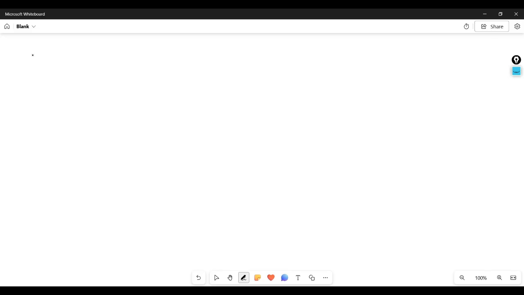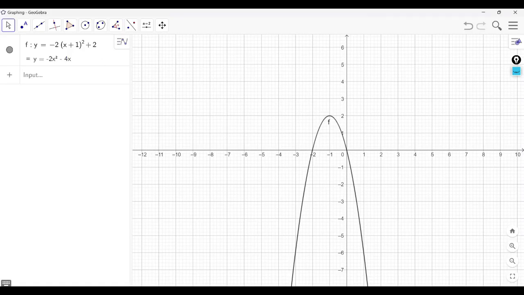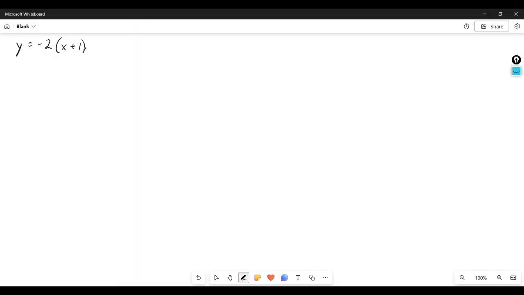So we had y equals minus 2 times x plus 1. I forget what it is, I have to look. x plus 1 squared and plus 2. Okay, so we're expected to open down. We're going to want the vertex and the intercepts to help us with the graph first. So let's do that.